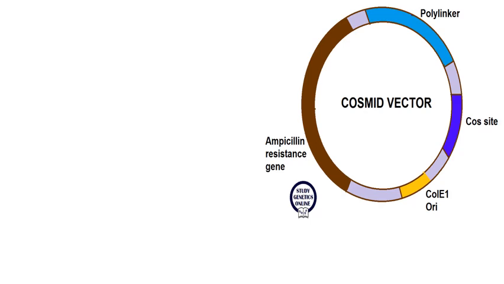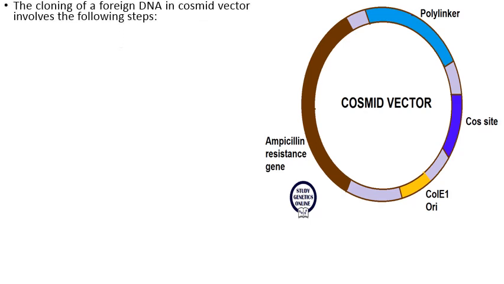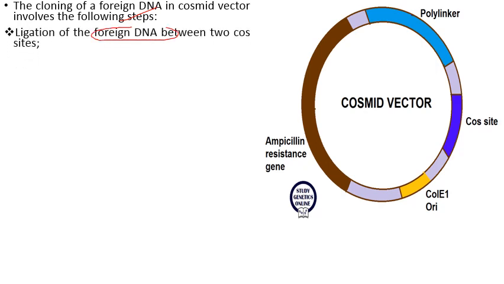Next, how we can ligate the gene of interest and how we can produce multiple copies of that gene of interest. So there are following steps which are involved in this. First is ligation of foreign DNA between the two cos sites. इन दो cos sites के बीच में यहाँ पे gene of interest को पहले ligate किया जाएगा with the help of DNA ligase. Then it helps in making concatemeric DNA.